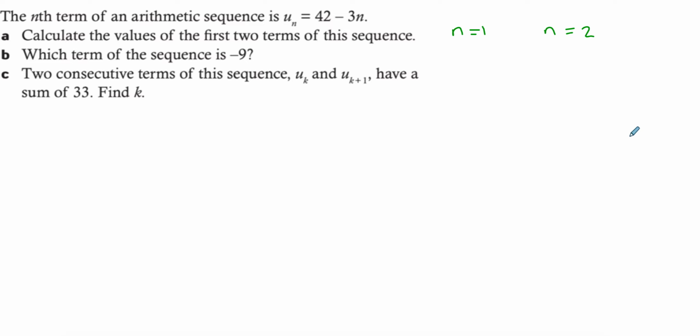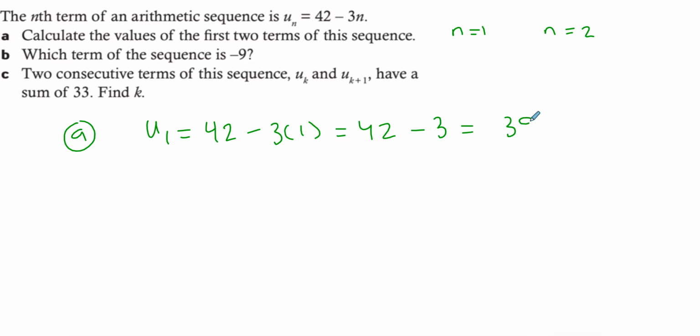So for part A, quite straightforward. You're gonna go u1 is 42 minus 3, 1. That will give you 42 minus 3, which is 39. And for u2, you're just going to substitute 2. So you're going to get 42 minus 6, and that will give you 36.